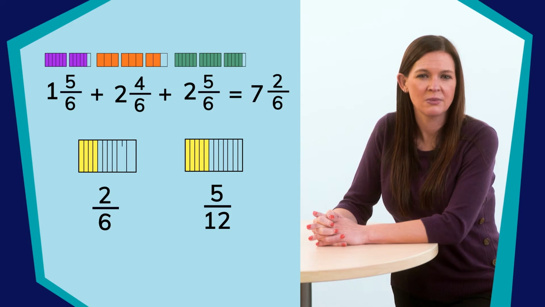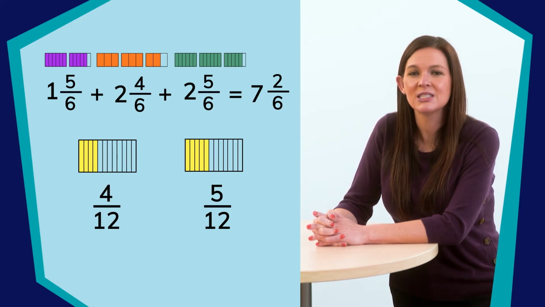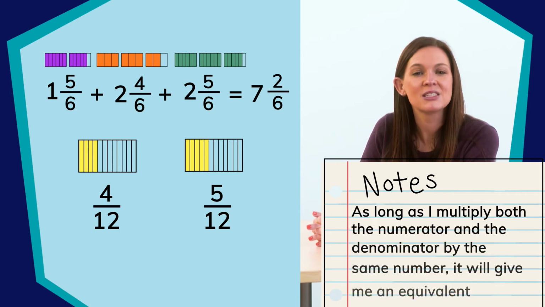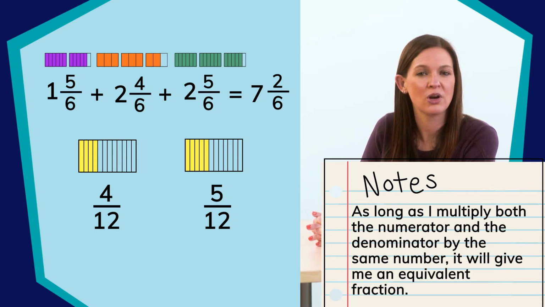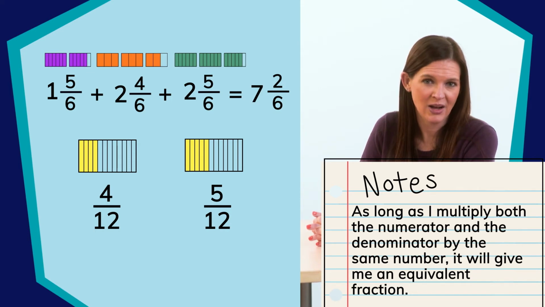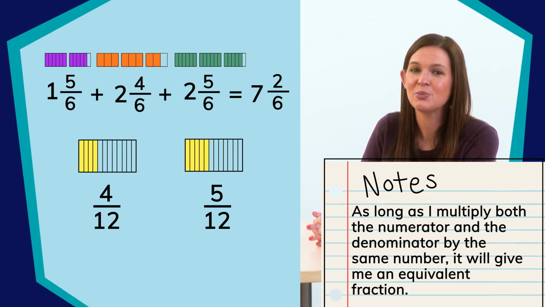I just noticed something. When I made the 6th into 12ths, it was the same as me multiplying the numerator and denominator by 2. Cool. As long as I multiply both the numerator and denominator by the same number, in this case 2 halves, it will give me an equivalent fraction, because 2 halves is a different way to say 1 whole. And we know when we multiply by 1, the value of the number being multiplied doesn't change.